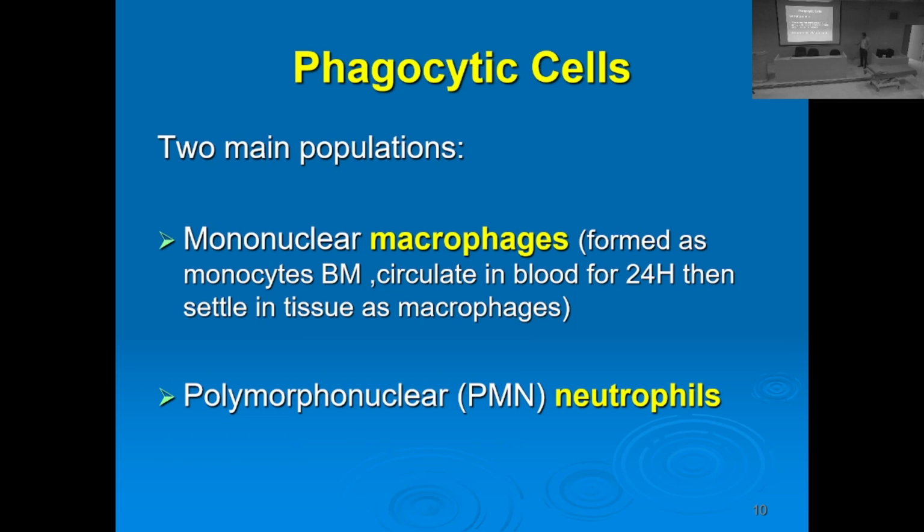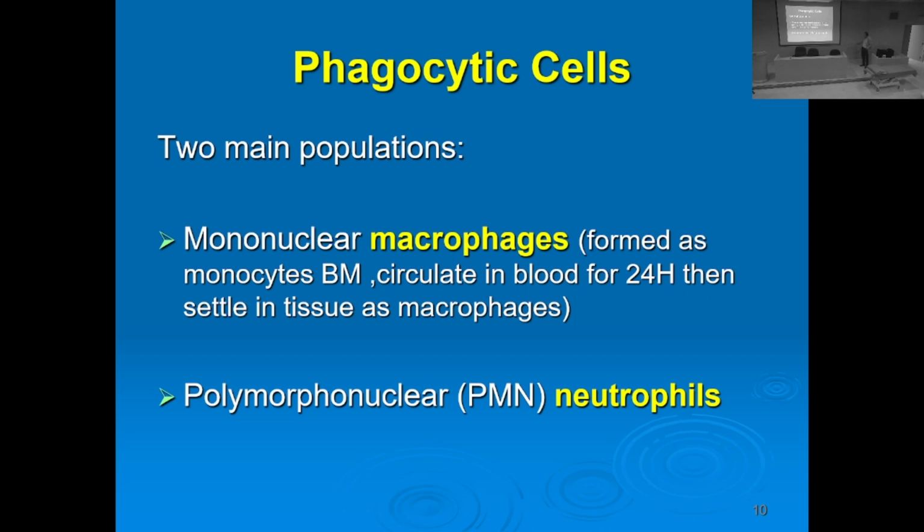Now, the main population of phagocytic cells, we have the mononuclear macrophages. They are formed as monocytes in the bone marrow. They will circulate as monocytes in the blood for 24 hours or something like that. And then they will settle in the tissues and become what we call macrophages. We have polymorphonuclear cells, which are the neutrophils.